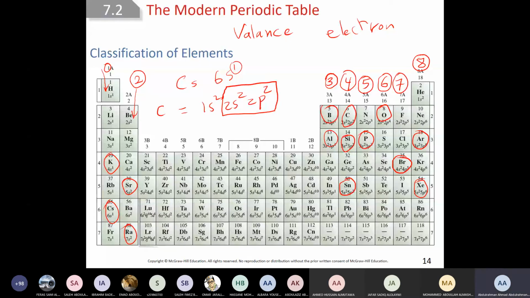Is this clear? Okay. If I want to write the structure of phosphorus, what's the structure of phosphorus? 1s2, 2s2, 2p6, 3s2, 3p3. What's from the structure? What's the last? How many electrons do you have in the last s and p?